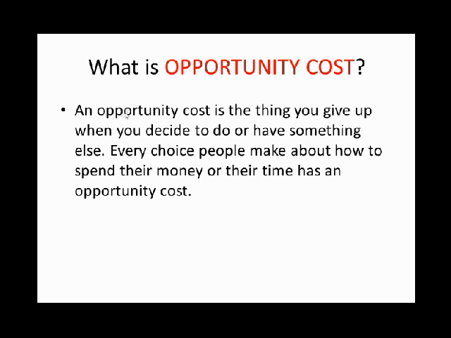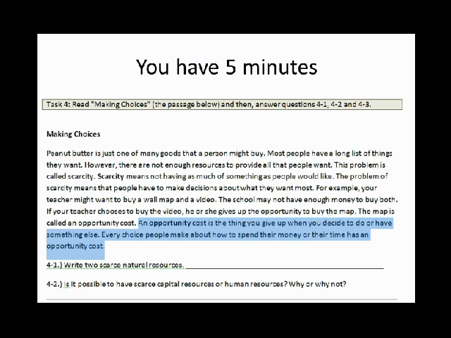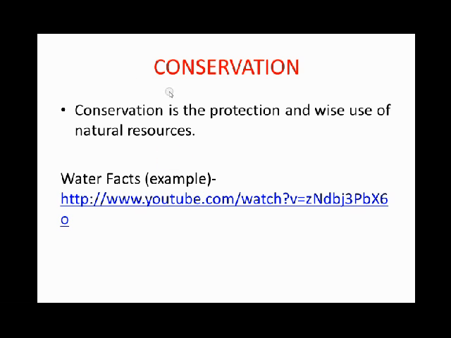Here's the definition of opportunity cost. An opportunity cost is the thing you give up when you decide to do or have something else. Every choice people make about how to spend their money or their time has an opportunity cost. And basically, it's very similar to what I said. You make one choice, there's other ones that you give up. So we're wrapping this up. This is the next to last exercise that you guys have.